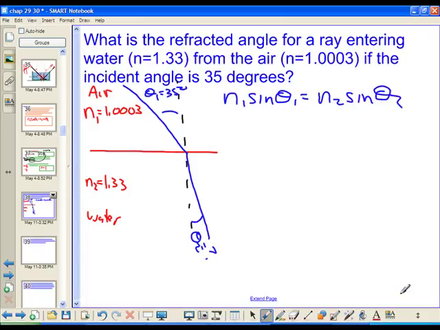Snell's law. Now remember, those of you who are in calculus and pre-calculus, for your calculators, you need them to be in degrees, because you usually have your calculators in radians. So make sure these are done in degrees.